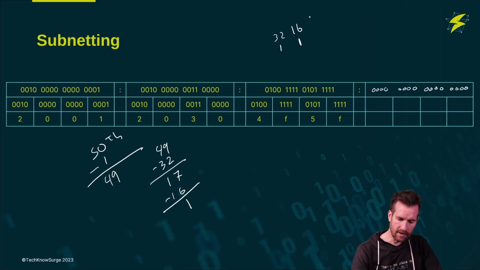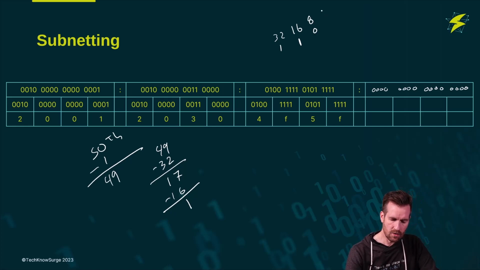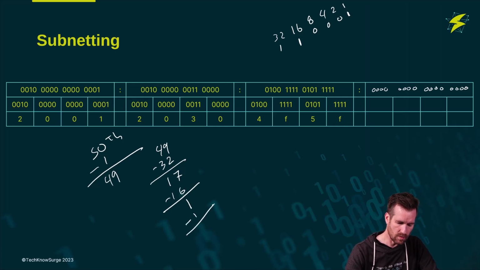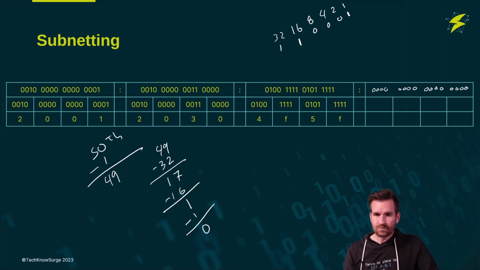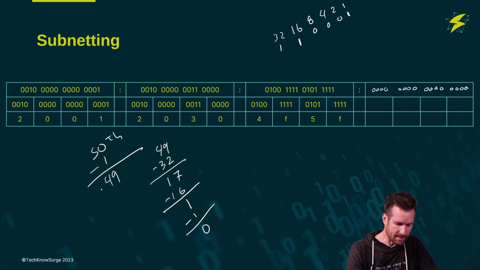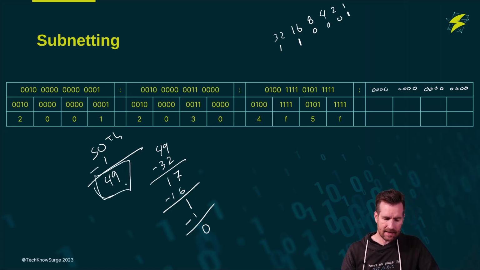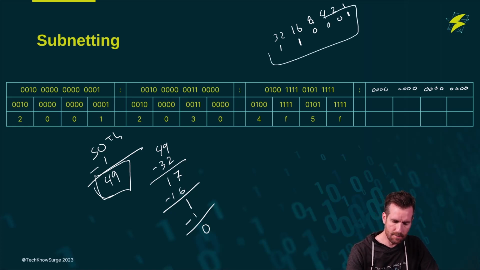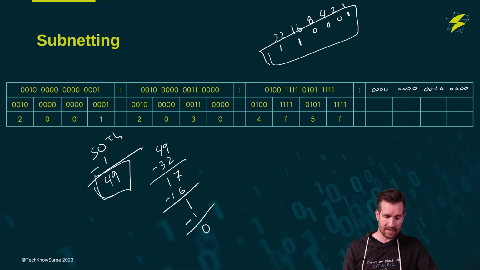Do we have an 8? No, we do not. Do we have a 4? No. Do we have a 2? No. Do we have a 1? Yes, we do. So we subtract 1 and we don't have any remaining. So we now have 49 as a binary number, which is for our 50th network. The answer to this is 110001. So next, let's put that in here.